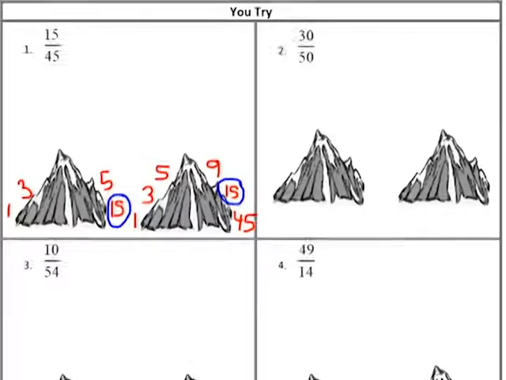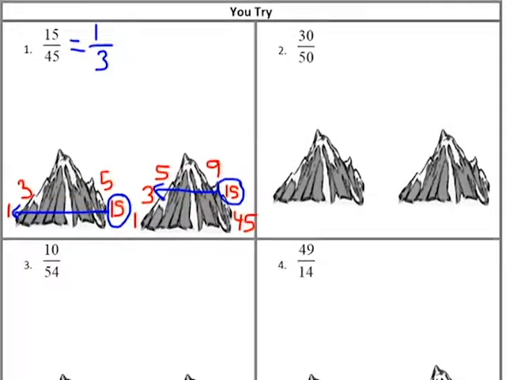I see 15 on both sides, so I divide top by 15. I get 1, because 15 divided by 15 is 1. 45 divided by 15 is 3. The answer is 1/3.